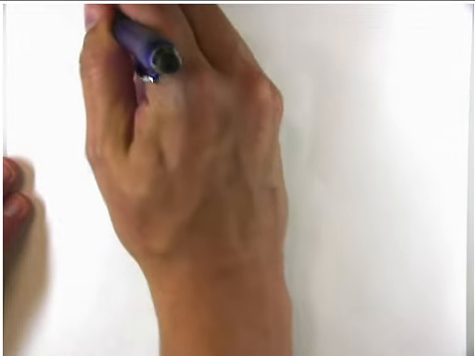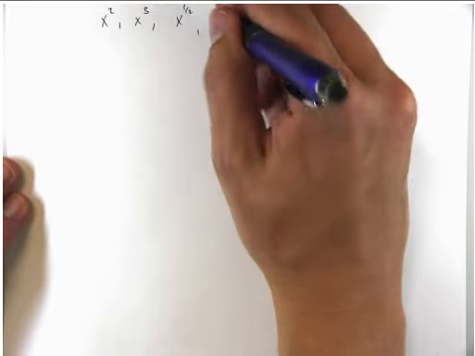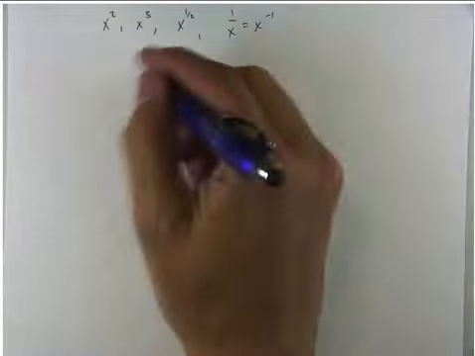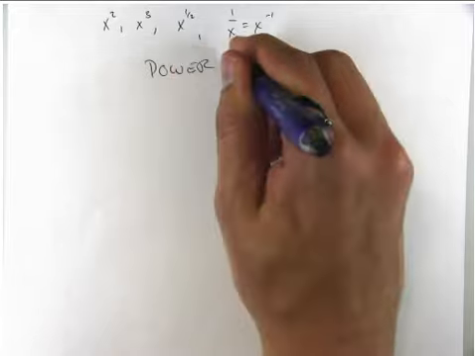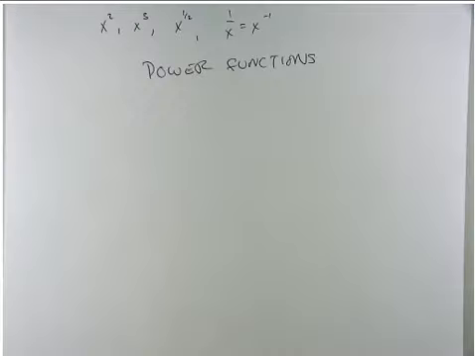Power functions kind of are the functions that make up polynomials, right? So they're a little bit more general than that, but examples are x squared or x cubed or x to the 1/2 or 1 over x, which is really x to the -1. Okay? So here's some examples of power functions. We call these power functions. The idea is that it is x raised to some power.